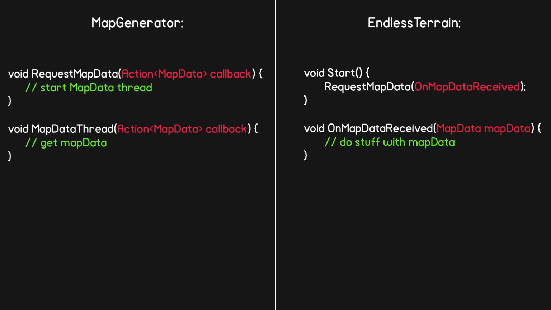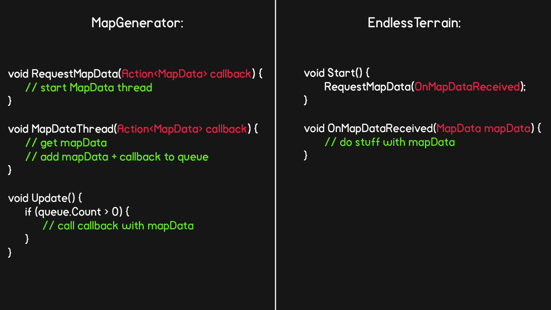So instead what we do is we add the map data along with the callback to a queue, and then outside of the thread, in say the Update method of the MapGenerator, we go through that queue, and whenever there's an item in the queue, we call the callback and pass in the map data. So that's essentially how this is going to work, and we'll just have pretty much an identical system for the mesh data.